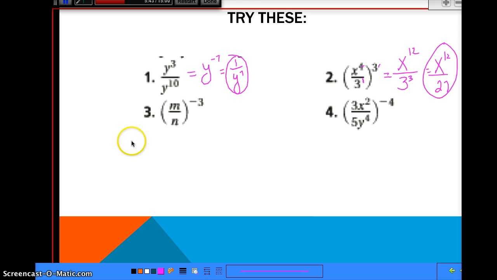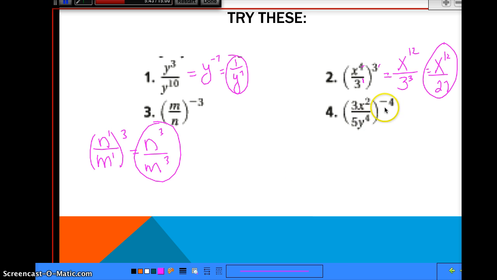Going to number 3. Please stop me, put me on pause, try a problem, and then bring it back to see if you're getting it right. This one, you have a negative exponent on a fraction. So in order to turn this into a positive 3, you actually just flip the whole thing. Find the reciprocal of it, and now we'll turn it to a positive. I'm going to put my little imaginary 1s in there and know that that 3 is a power on a power, so it applies to both. And my final answer is n to the third divided by m to the third.